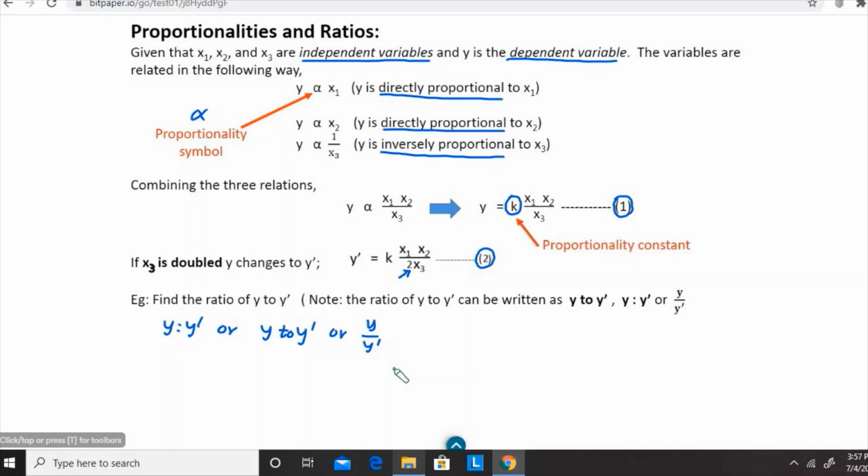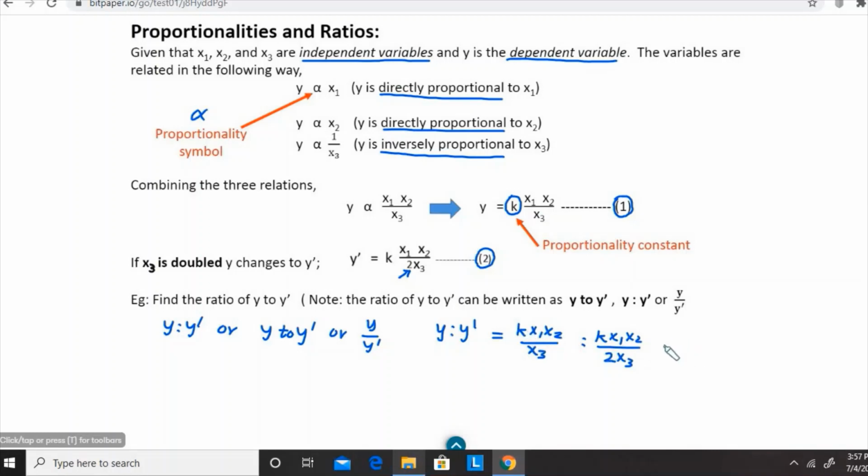So these are 3 ways of representing a ratio between 2 variables. So in this case, let's look at this example. Equation number 1 and equation number 2, if we want to find the ratio between y and y prime, I'm going to write it like this. From equation number 1, y is k x1 x2 over x3, and y prime is k x1 x2 over 2 times x3. So you can see the common terms.